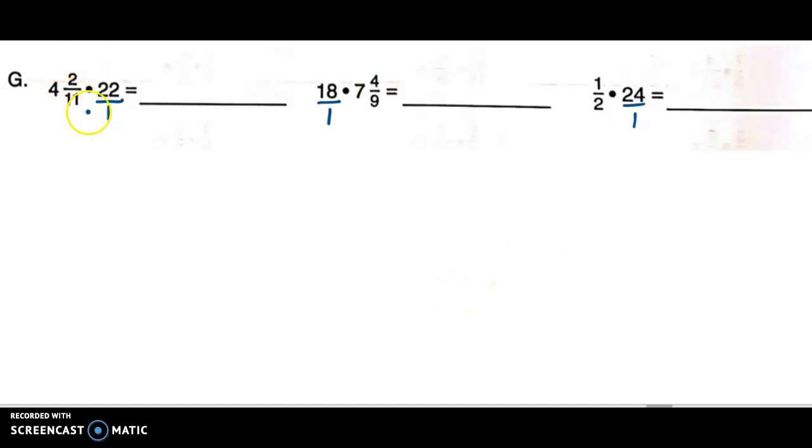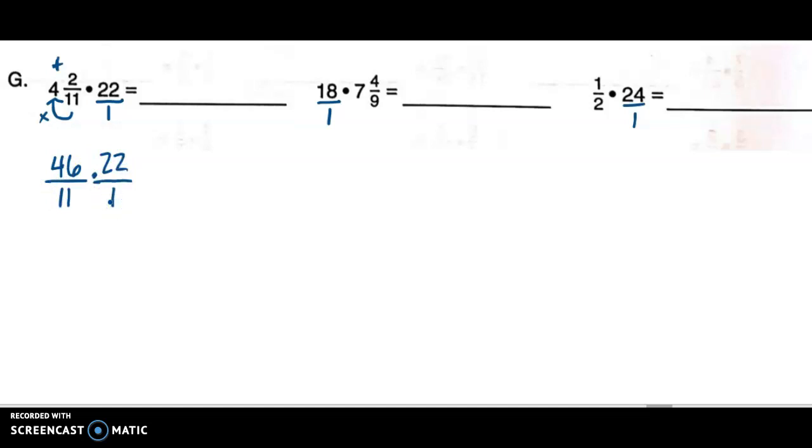Perfection. So this 4 and 2 over 11, can I use it like that? No, I can't use it like that. I have to change it. Hi, Zion, welcome. So I have to change it. Do you have a question, Isabel? No, okay. So I have to do 4 times 11, which gives me 44, and add the 2. So we multiply and then we add. So what does it give me? 46? Did I do that right? 46? Okay, so I got 46 over 11 times 22 over 1.